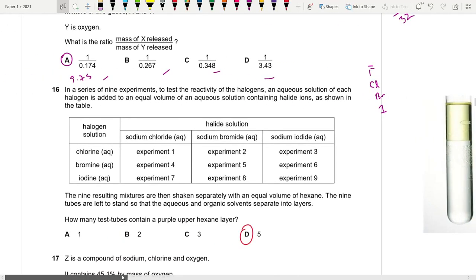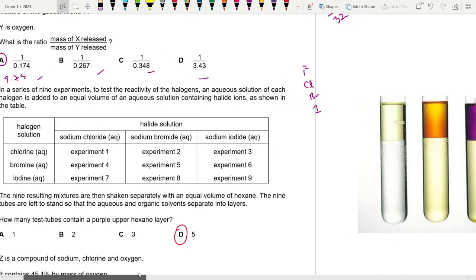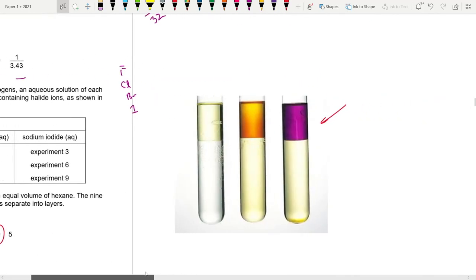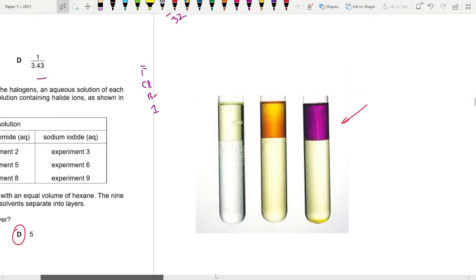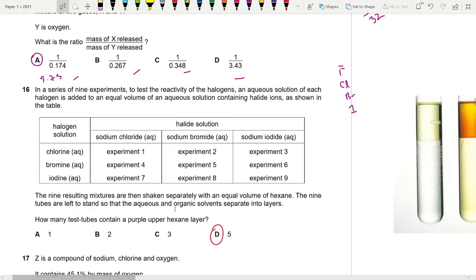This is in hexane. Hexane and water are immiscible because they have different intermolecular forces. One is a polar solvent, one is non-polar. We're going to learn about this in A2, partition coefficient. The 9 resulting mixtures are then shaken separately with an equal volume of hexane. The 9 tubes are left to stand so that the aqueous and organic solvents separate into layers.